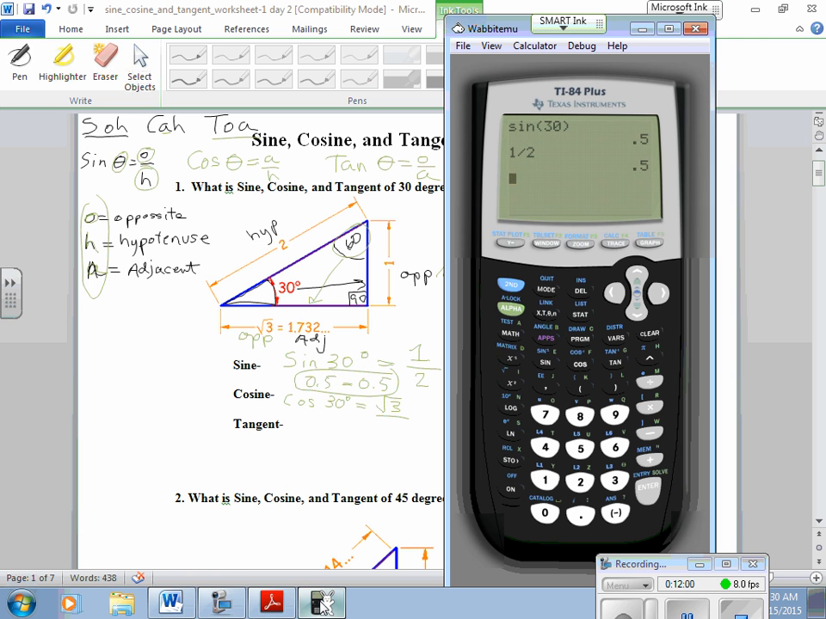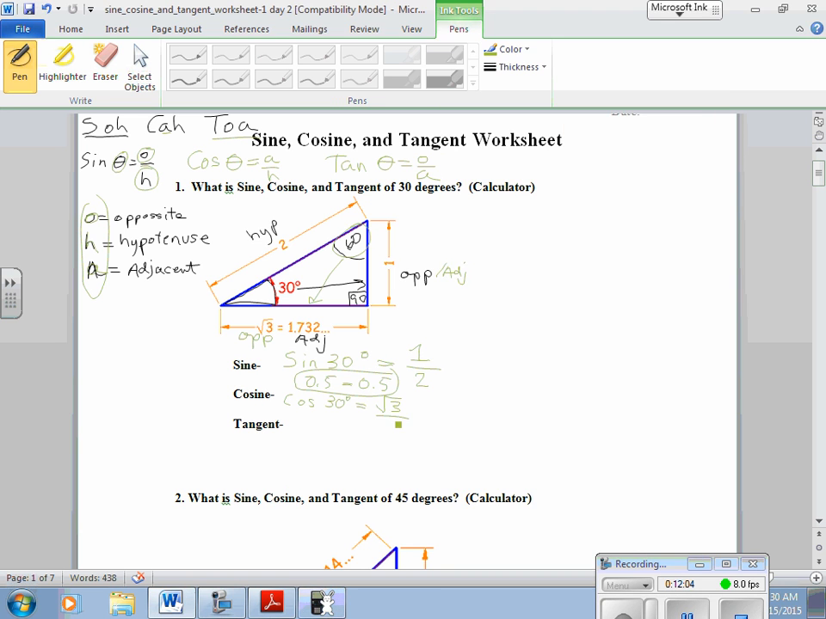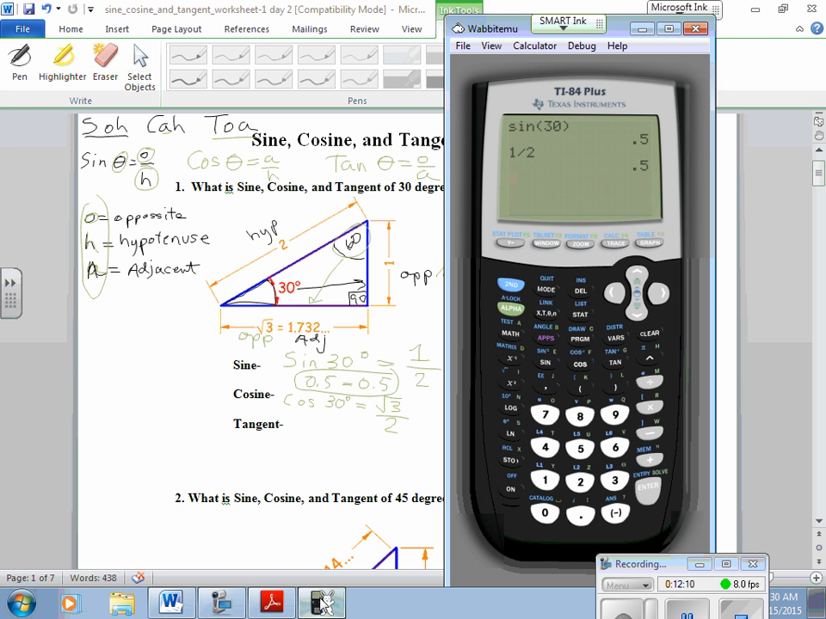Which one is the hypotenuse? 2. Okay, so I'm just going to write square root of 3 over 2. Right, now we're going to check with our calculator, okay? Go ahead and type cosine of 30.